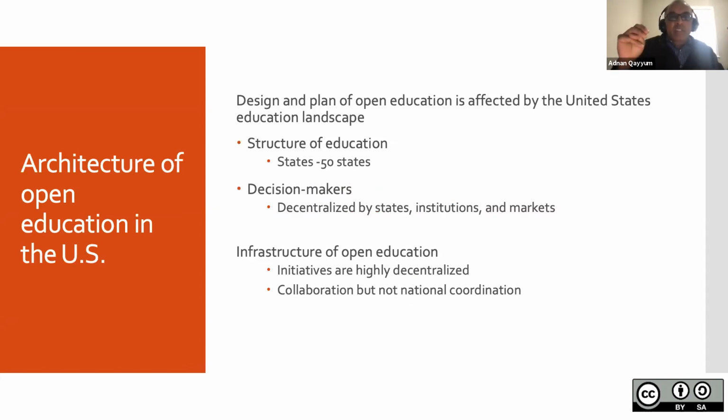So the reason the architecture of open education in the United States was interesting for us to look at is because what affects the involvement of different parties is the landscape for who makes educational decisions. And in the US, it's a highly decentralized model, as it is in Canada as well, where it's not just states and institutions, but also companies and markets who are making decisions around education. And because of that, you get a highly decentralized approach with a lot of collaboration, but not coordination, and an immense amount of private sector involvement in the idea of open education.